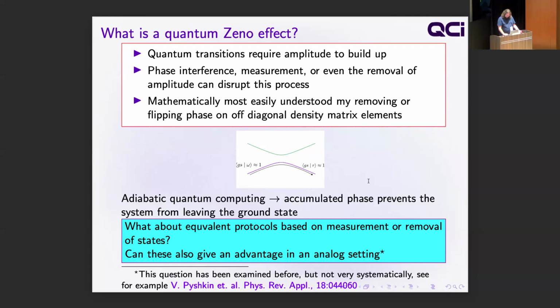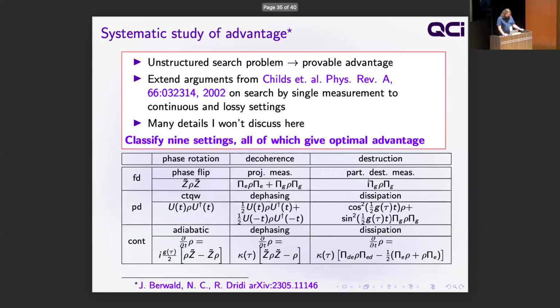So what about equivalent protocols? People have looked at this a little bit, but not very systematically. So myself, Jesse Bearwald, and Ralph Dreedy went to look at, well, theoretically, can you get a Grover type speedup with other kinds of Zeno effects? And the answer, perhaps unsurprisingly, is that for dephasing, or for states where you remove amplitude from the excited state, you actually can. We looked at 9 settings, and you actually can get an optimal advantage. There's this paper where we talk about it.